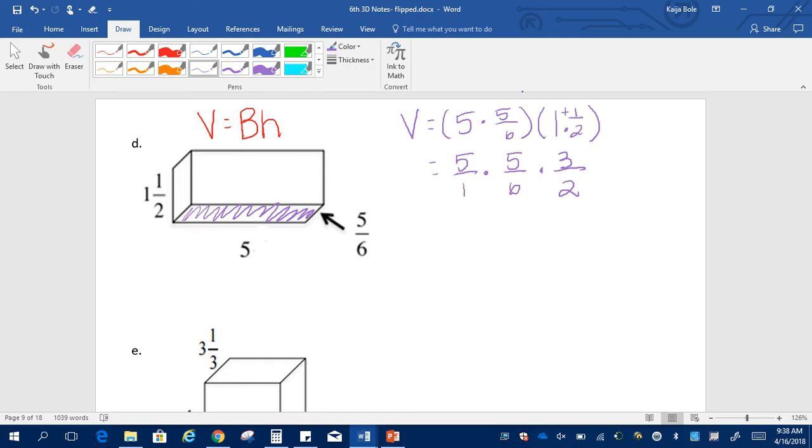Alright, so now we need to do some cross division. So 3 goes into 3 one time, 3 goes into 6 two times. So now we can just go ahead and multiply across. So 5 times 5 is 25 over 2 times 2 is 4. And if we make this back into a mixed number, this would be 6 1/4 units, and it is cubed because it is volume.